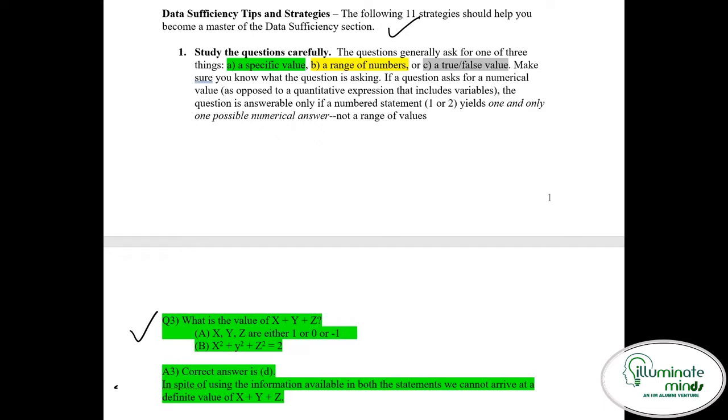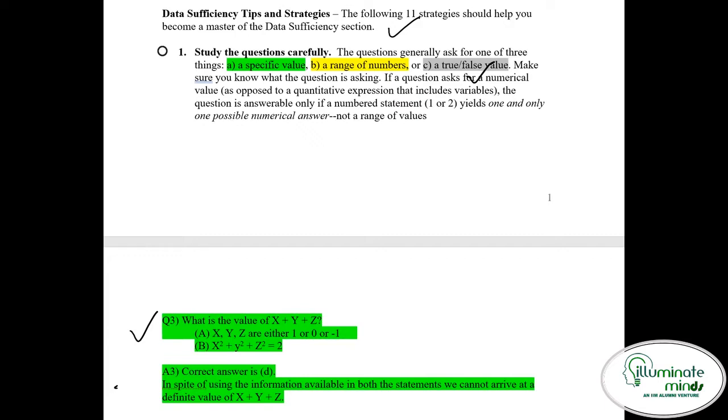Or it can be a true false value question. We'll talk about each one of them. So you need to study the question carefully, whether it has asked for a specific value, a range of values, or is it a true false value. Okay. So let's talk about the specific value example. We'll take a couple of examples in between also so that you can understand and relate to it.